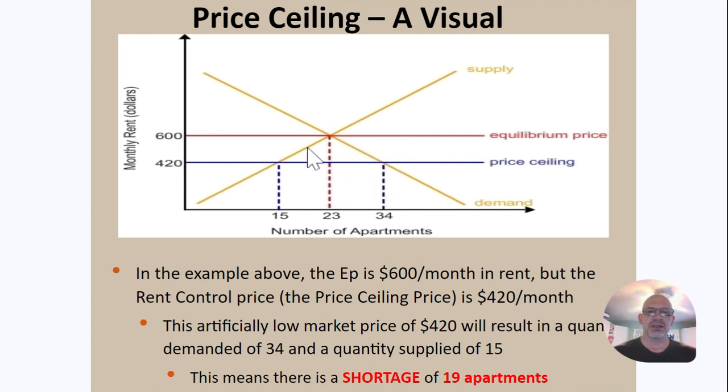Producers, the suppliers of apartments, don't have the incentive to supply any more than 15 apartments at the price of $420. So there'll be a shortage, and that's what we see around the country with rent control: more people want space than is available.